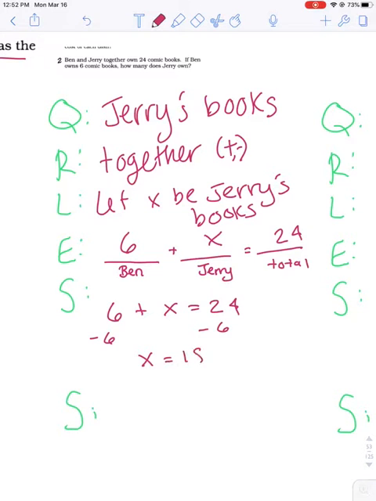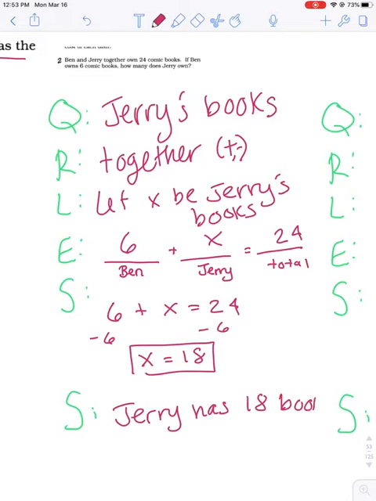Subtract 6 from both sides, you get X equals 18. So Jerry has 18 books, or Jerry has 18 comics, or Jerry has 18 comic books, anything like that.